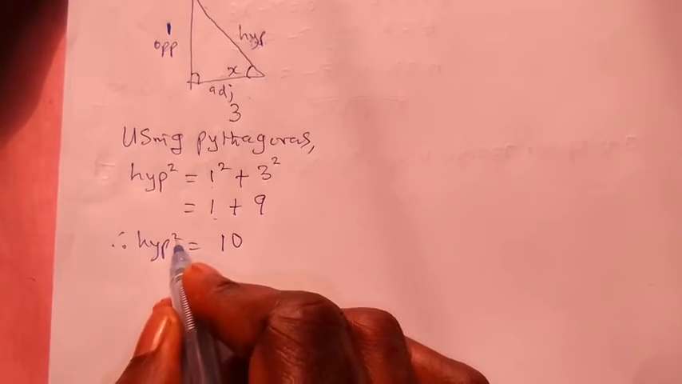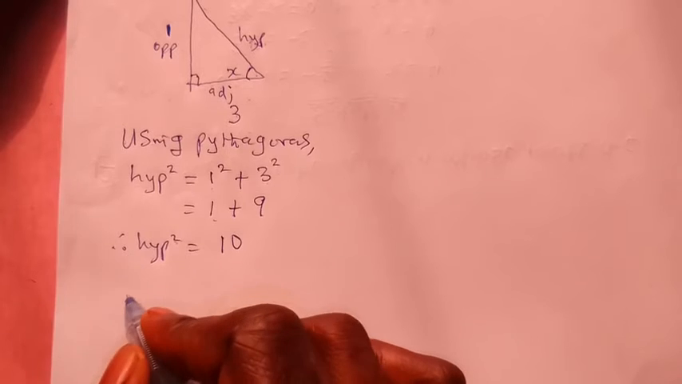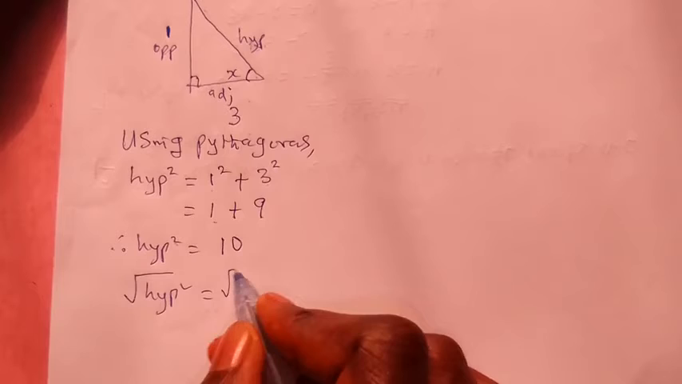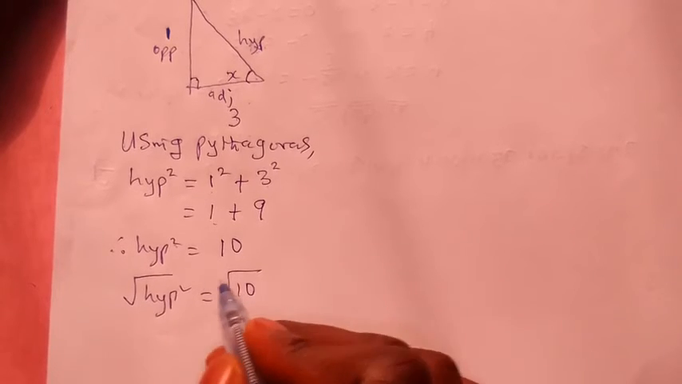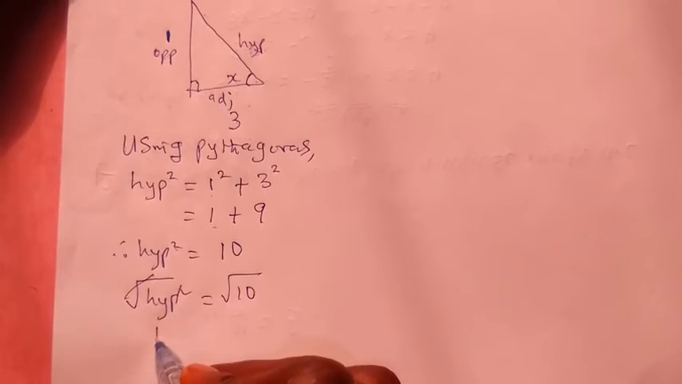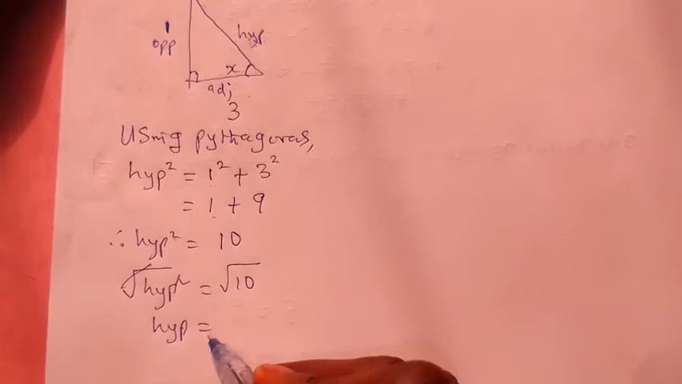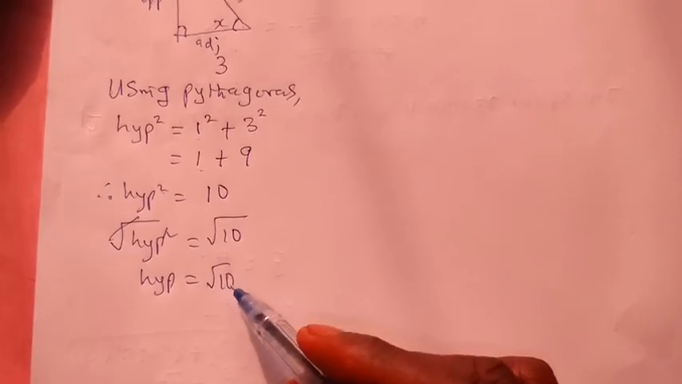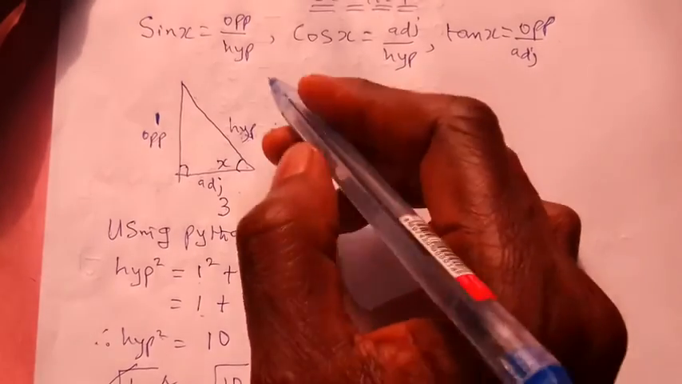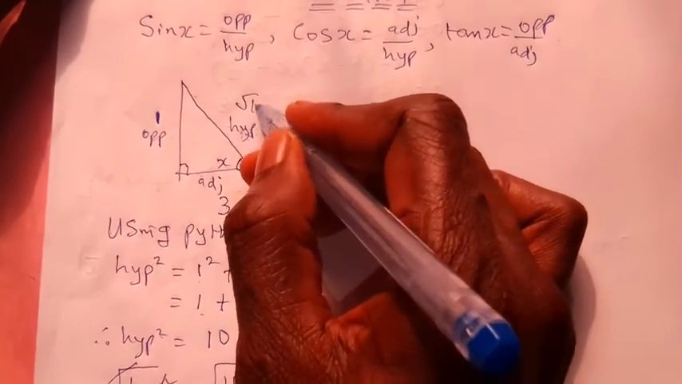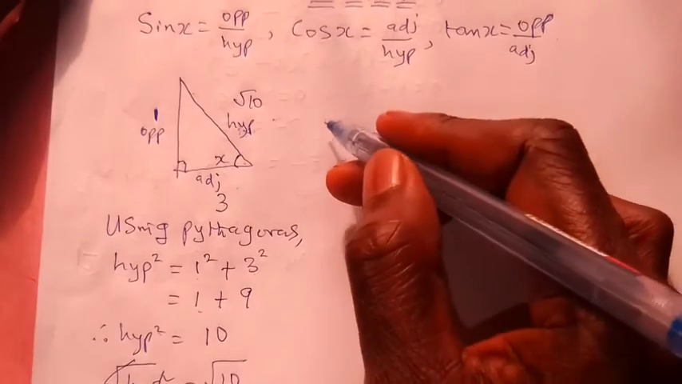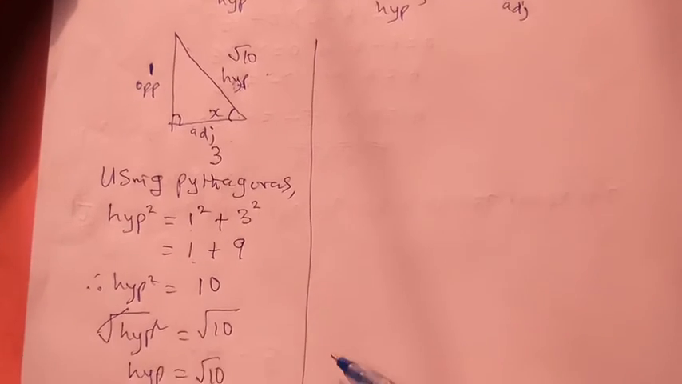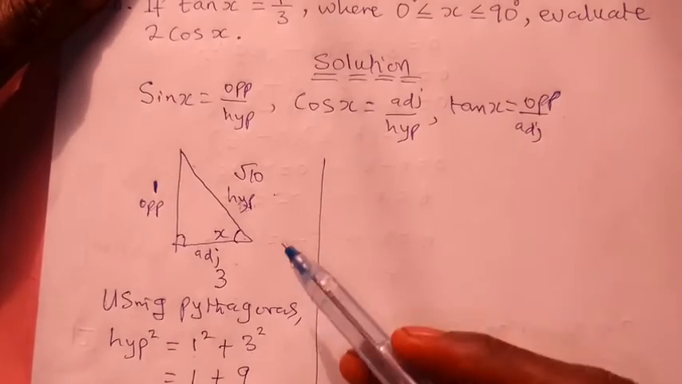Then to remove this square here, we have to take the roots of both sides. If we take the root of both sides, the root will cancel the square. The hypotenuse will become root 10. So bringing this hypotenuse back to what we have here, we are going to have root 10 here. Let us bring all what we are solving up to this place here. Now we've gotten the hypotenuse.